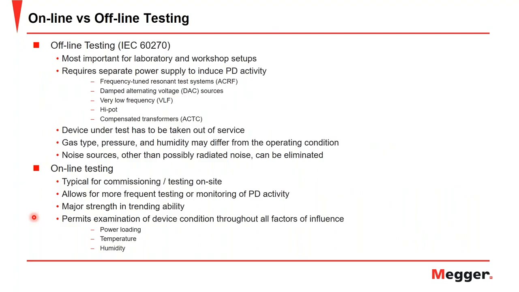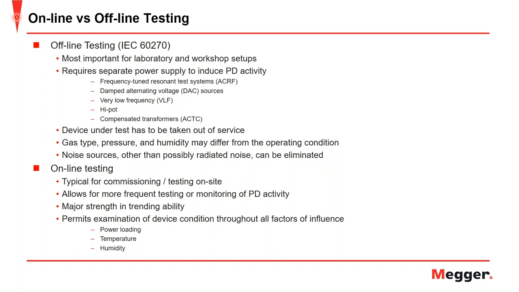So when we talk about testing, testing for partial discharge can be done either online or offline. When partial discharge testing is done offline, we typically talk about the IEC 60270 method. And this is mostly important for laboratory and workshop setups. Because the apparatus is offline and the test is done offline, this does require a separate power supply to induce the PD activity. This can come from resonant test systems, damped alternating voltage sources, very low frequency VLF sources, hipot, and step-up transformers.